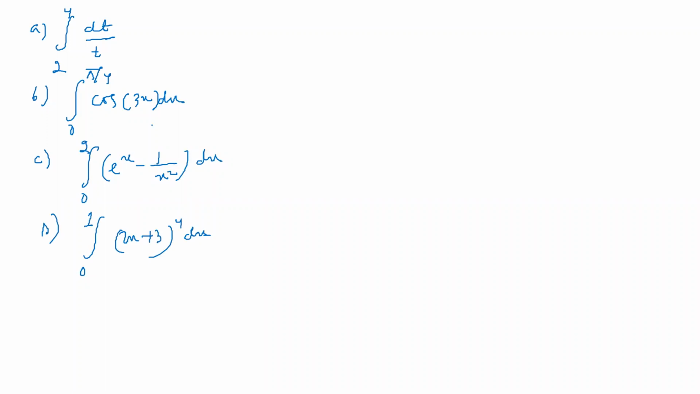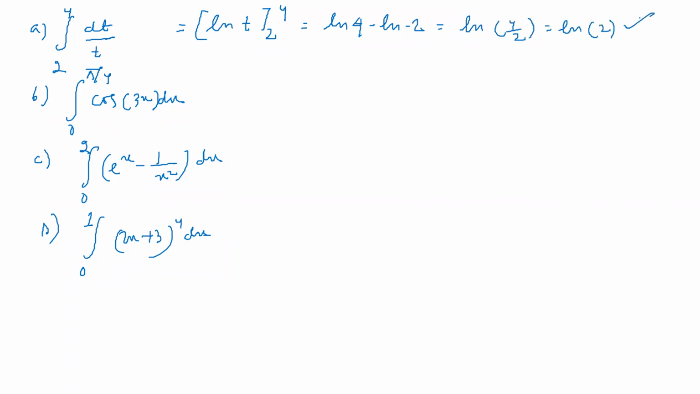Let's do these questions one by one. The integral of dt by t: what is the integration of 1 by t, students? It is ln t, and the limit will be from 2 to 4. That is equal to ln 4 minus ln 2. Since ln a minus ln b is ln of a by b, that is ln of 4 by 2, which is ln 2. This is the answer.